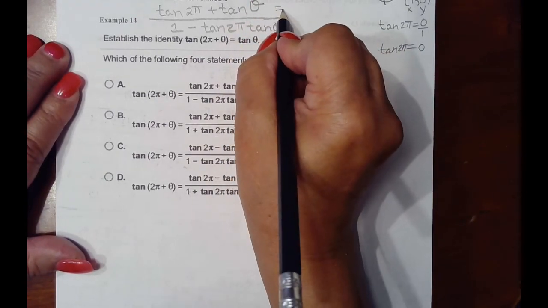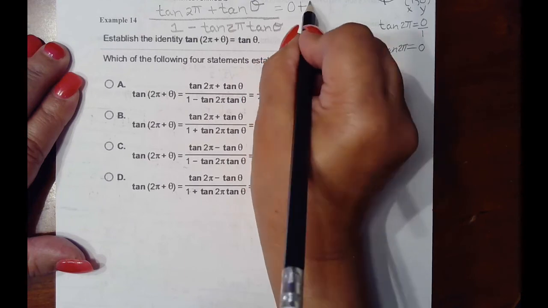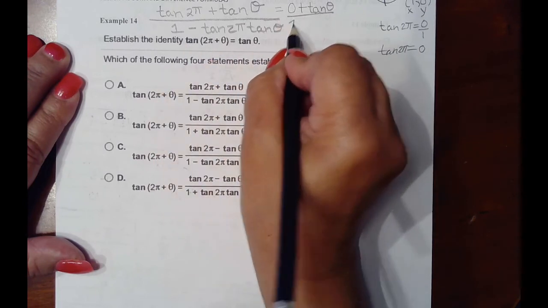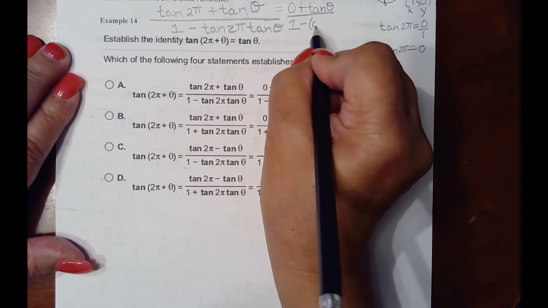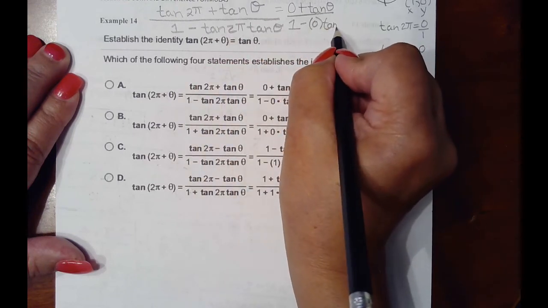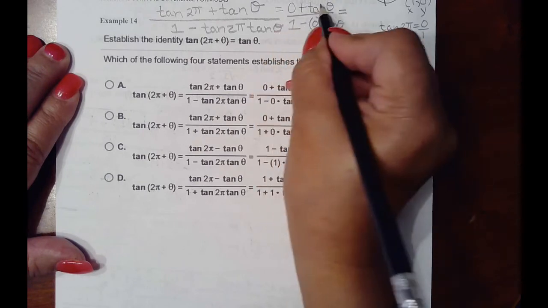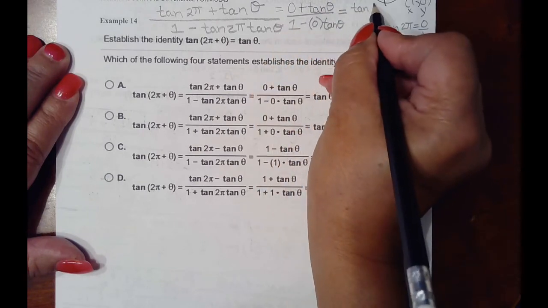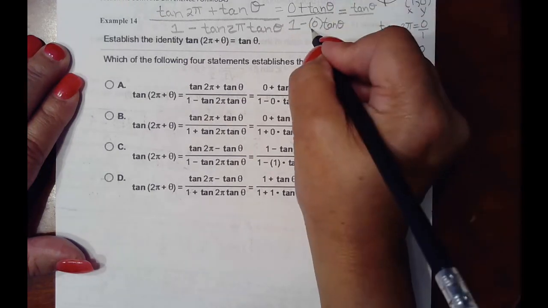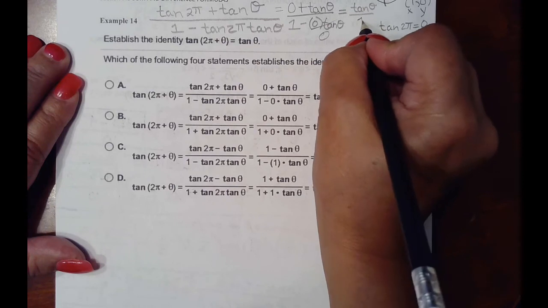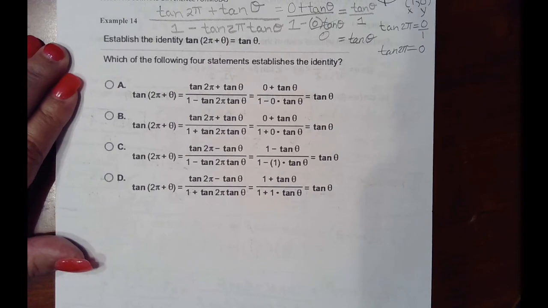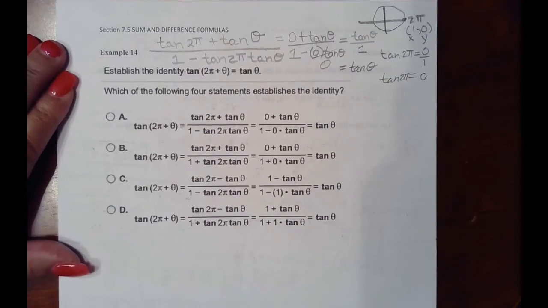Okay, so this would end up being 0 plus tan of theta, and then it would be 1 minus 0 for tan of 2 pi times tan of theta. Then 0 plus tan of theta, tan of theta. And then 1 minus 0 would just be 1. And that's how they end up with just tan of theta. So let's find the answer that goes through all those steps.